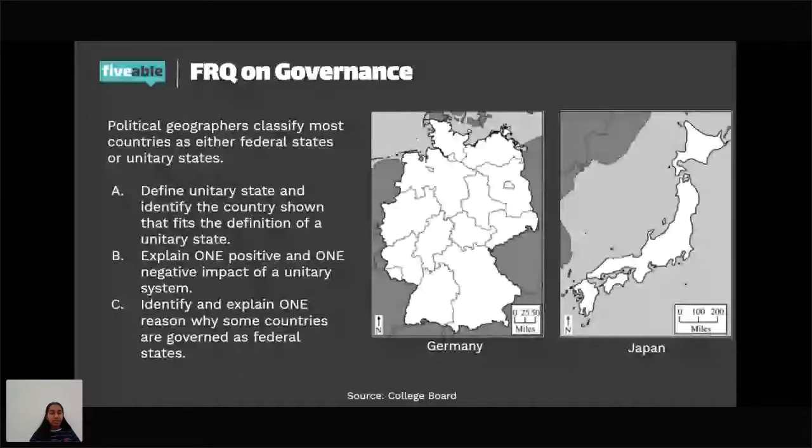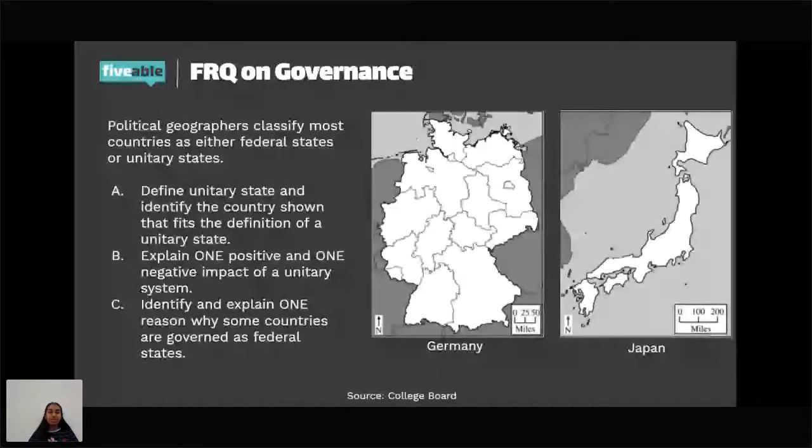And for part C, identify and explain. In this case, just don't explain, just identify a reason why some countries are governed as federal states. So why would someone want to establish a federal system in their country? Okay, good job, guys. So I'm going to be going over the College Board rubric for this. Do you guys want me to put the link in the chat so you can follow along?